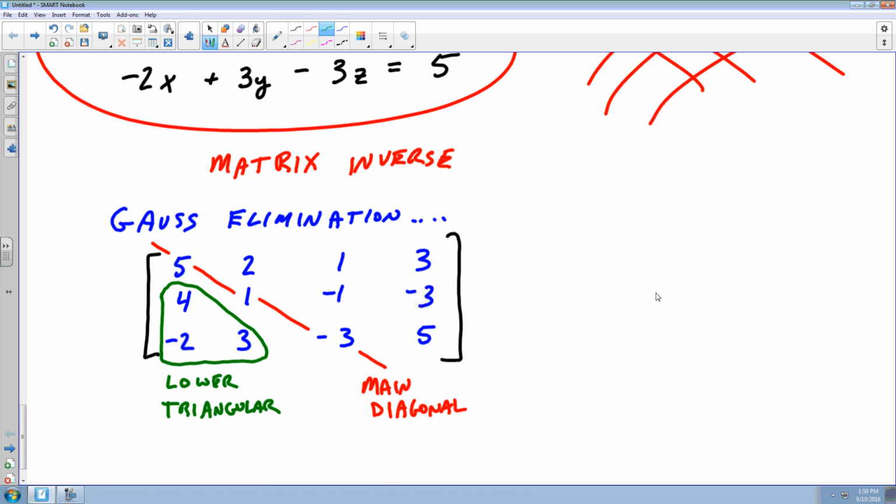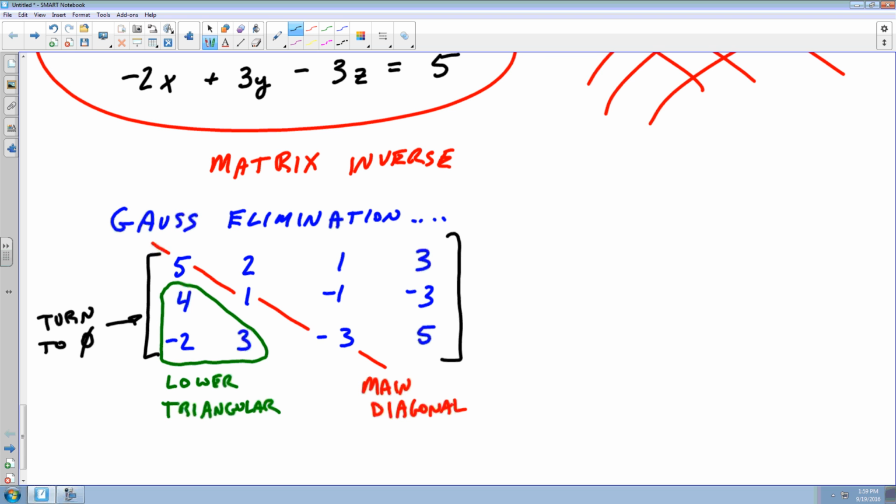So the lower triangular and the main diagonal. Here's what we want to do. The goal of Gauss elimination is to turn those three terms that I have in green there to 0. I want to make those all zeros. I could just erase them and make them zeros. No, you can't just do that. How do you turn them to 0?